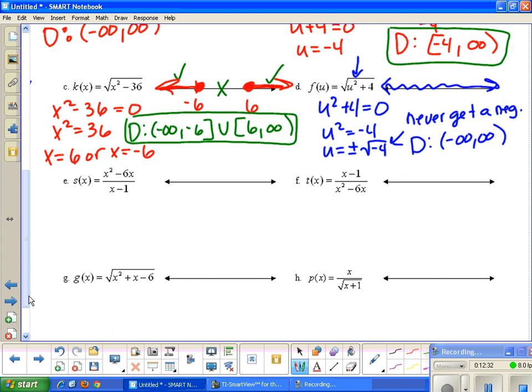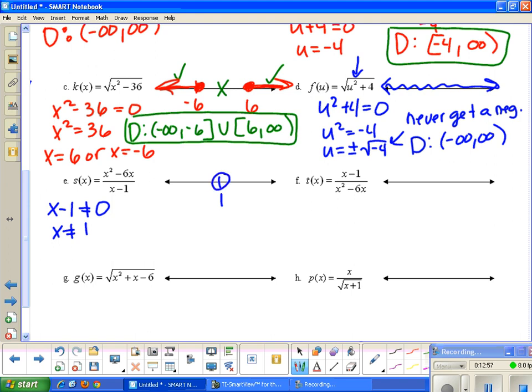Well, the way that you solve these problems is you take what is in your denominator and you set it not equal to 0. So in this case, x minus 1 cannot equal 0, because I can't divide by 0. So x cannot be equal to, in this case, 1. So on my number line, I'm going to put 1. Now, for these problems, you can simplify that if you wanted to, but it's not necessary.